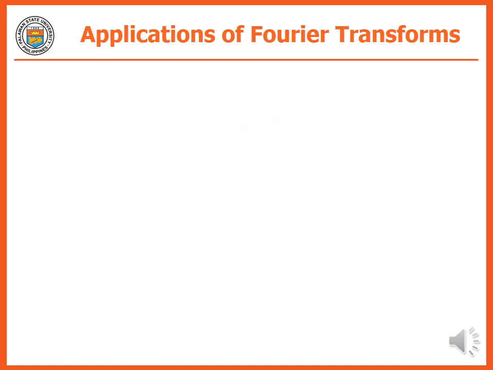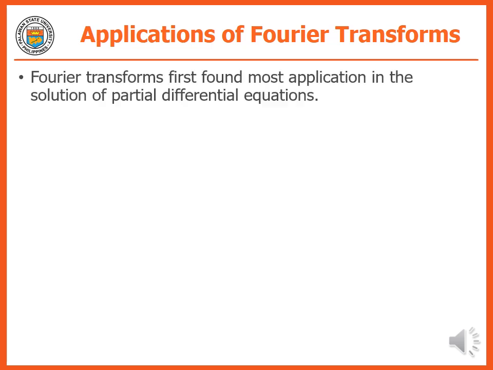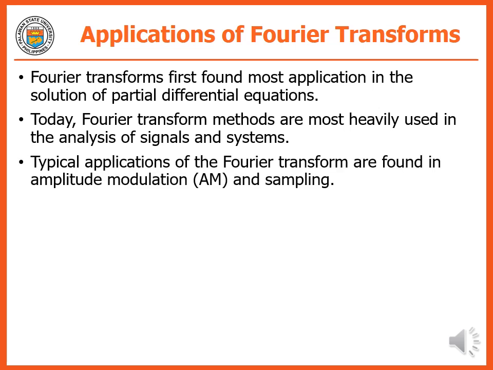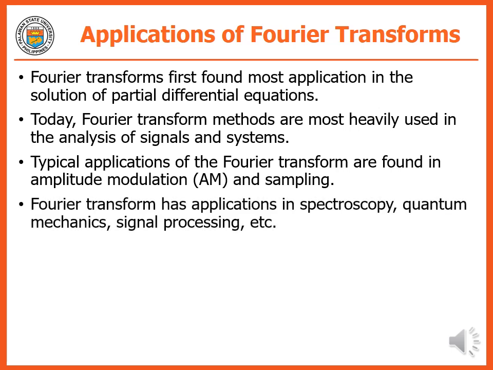Before we end this part of the module, I will give some applications of Fourier transforms. Fourier transforms first found most of their application in the solution of partial differential equations. Today, Fourier transform methods are most heavily used in the analysis of signals and systems. Typical applications of the Fourier transform are found in amplitude modulation or AM and sampling. Also, the Fourier transform has applications in spectroscopy, quantum mechanics, signal processing, and others.